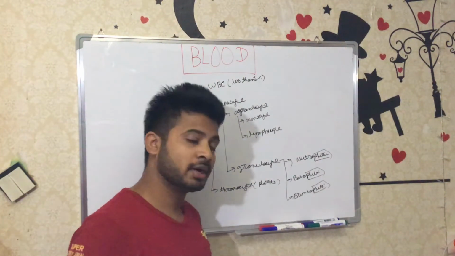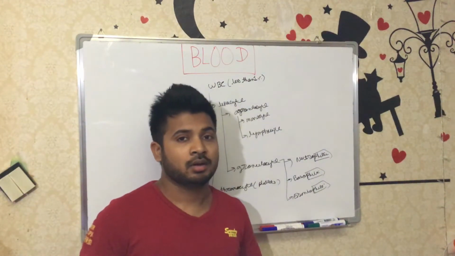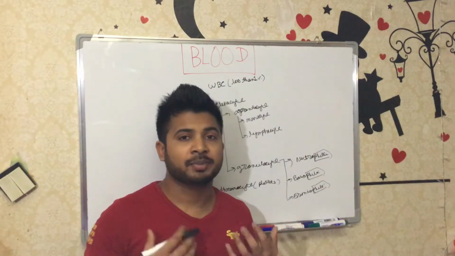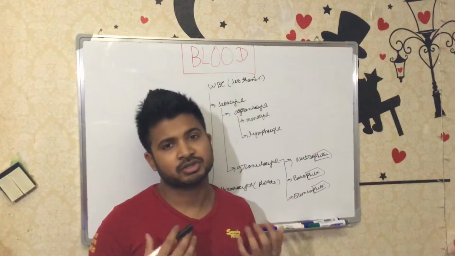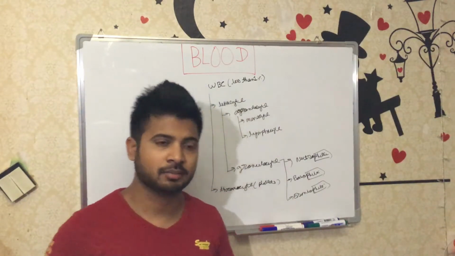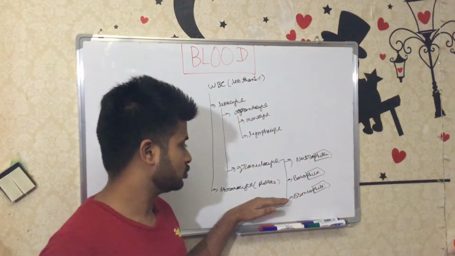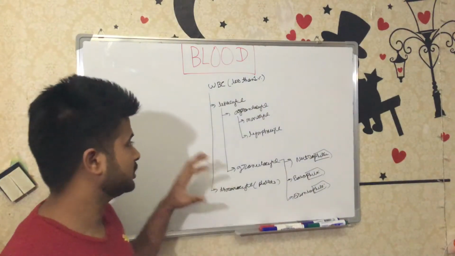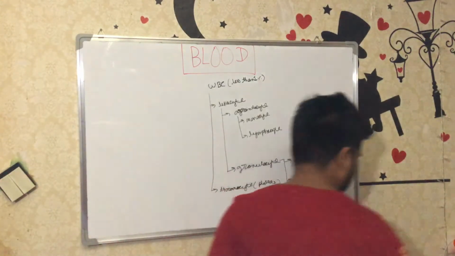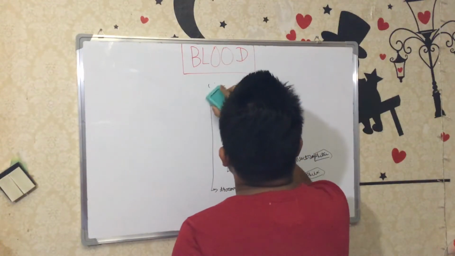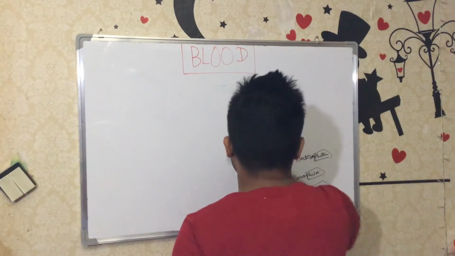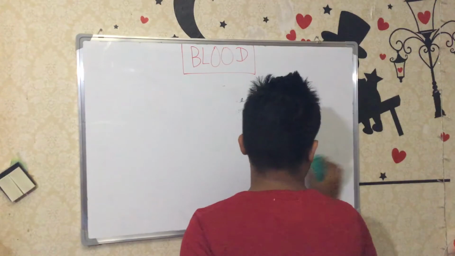Thrombocyte, or platelet, as I said, prevents bleeding whenever you get a cut or any internal or external bleeding. This is the function. Now finally we discuss the red blood cell, that is the erythrocyte.